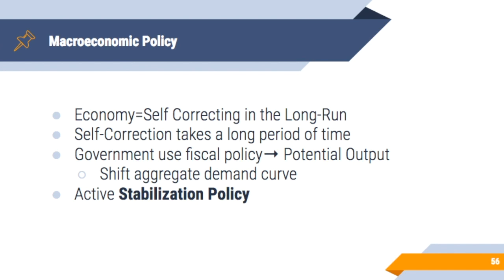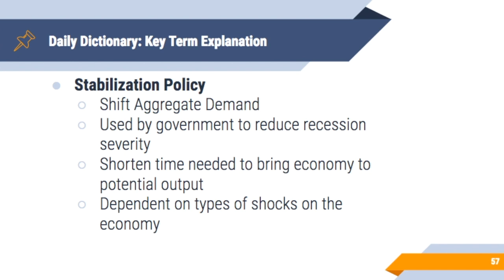So basically, the stabilization policy shifts the aggregate demand either to the right or to the left, depending on whether there's an inflationary or recessionary gap. It is often used by the government to reduce the recession severity and to shorten the time needed to bring the economy to its potential output, because as stated before, it takes a long time to wait for the economy to self-correct. Yet, the effects of the stabilization policy depend on the types of shocks on the economy.